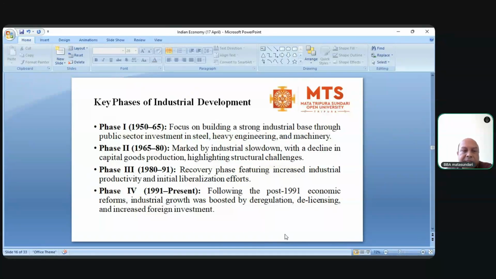And in the third phase, from 1980 to 1991, this phase indicates the recovery stage of Indian industry. So growth of Indian industry again increased. But in phase 4, after 1991, the Indian agriculture and industrial sector increased very rapidly due to the openness of the Indian economy, due to reduced license systems, and the Indian government introduced deregulation and also encouraged foreign direct investment. And due to this, the industrial sector increased very rapidly after 1991.